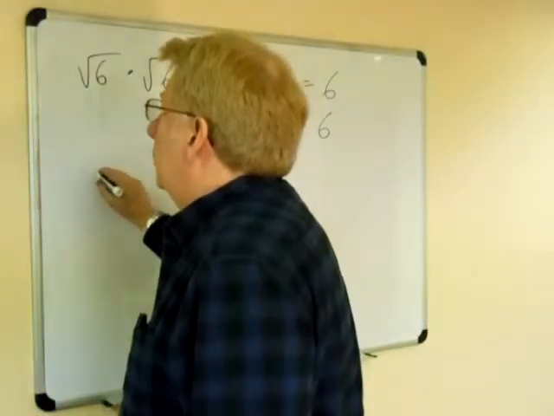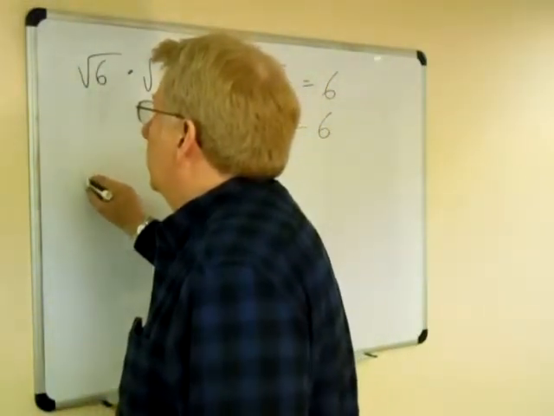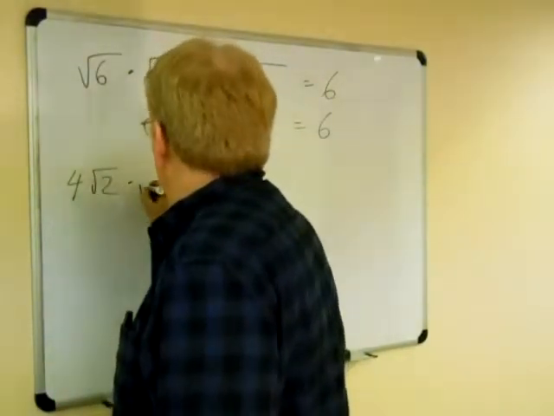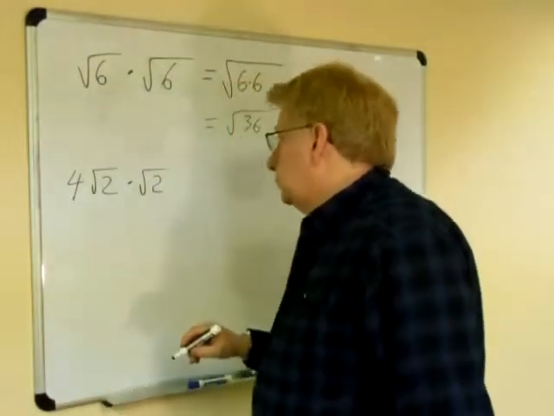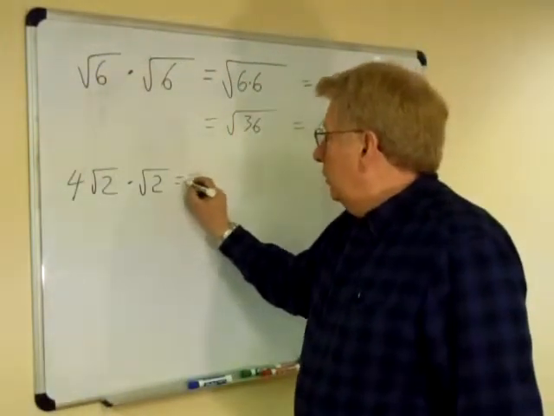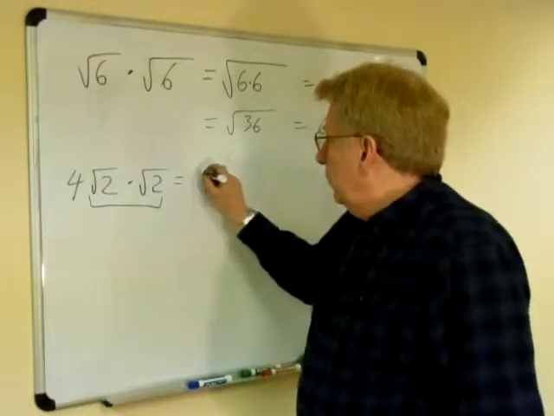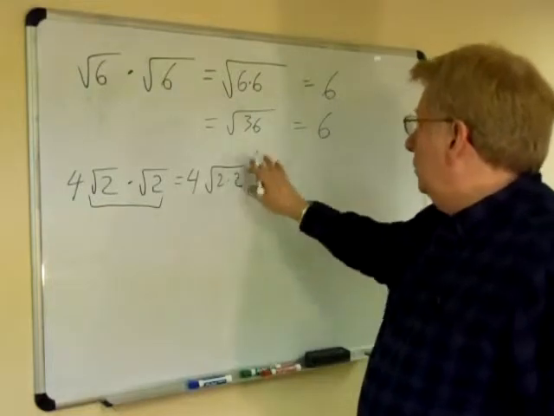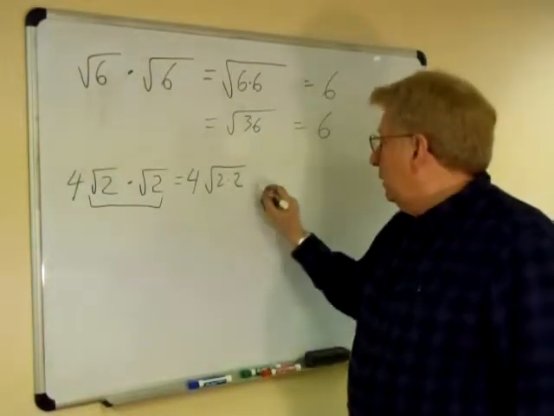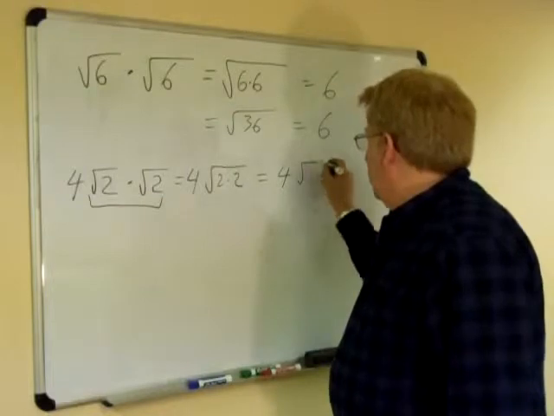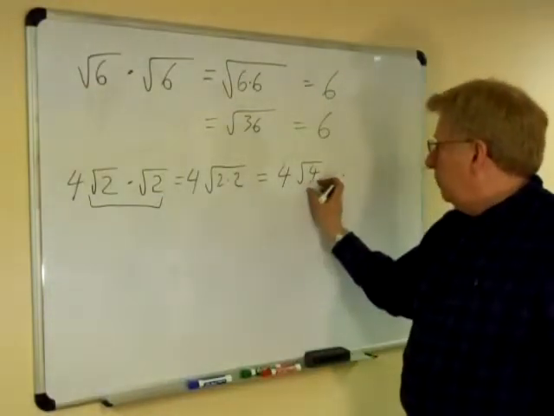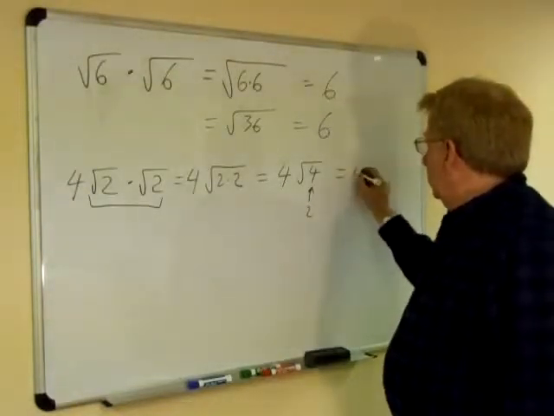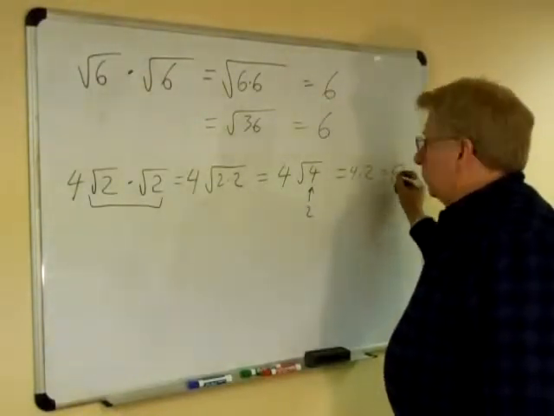Alright, another example, we'll take 4 times the square root of 2 times the square root of 2. Well, we can combine these two. We have 4 times the square root of 2 times 2. And this is similar to the situation up here. It's 4 times the square root of 4. 4 is a perfect square. So the square root of 4 is 2. So we have 4 times 2, which is 8.